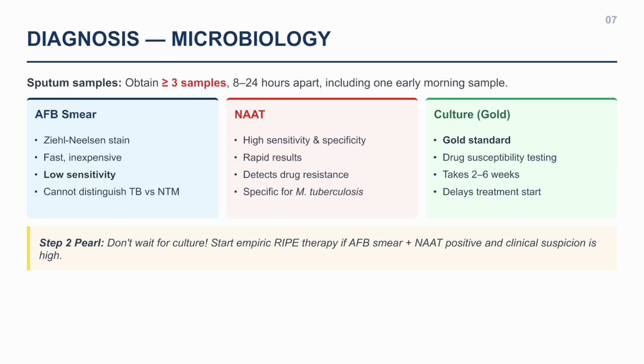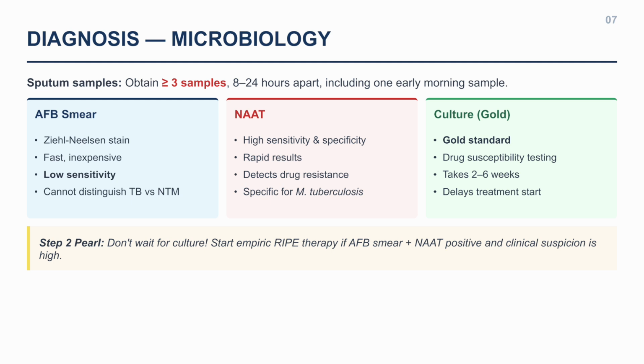For diagnosis, sputum samples are the most common specimens. Obtain at least 3 samples collected 8 to 24 hours apart, and include at least 1 early morning sample when the bacterial load is highest. 3 microbiological tests are used. The AFB smear using Ziehl-Neelsen stain is fast and cheap, but has low sensitivity and cannot distinguish M. tuberculosis from other mycobacteria. The nucleic acid amplification test, or NAAT, has high sensitivity and specificity, gives rapid results, and detects drug resistance. Culture is the gold standard and provides drug susceptibility testing, but takes 2 to 6 weeks.